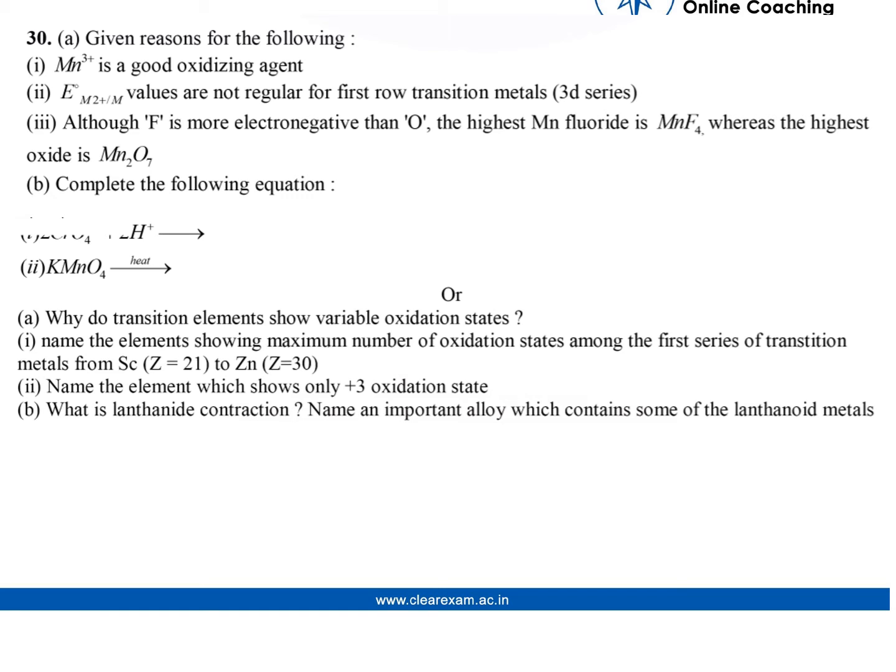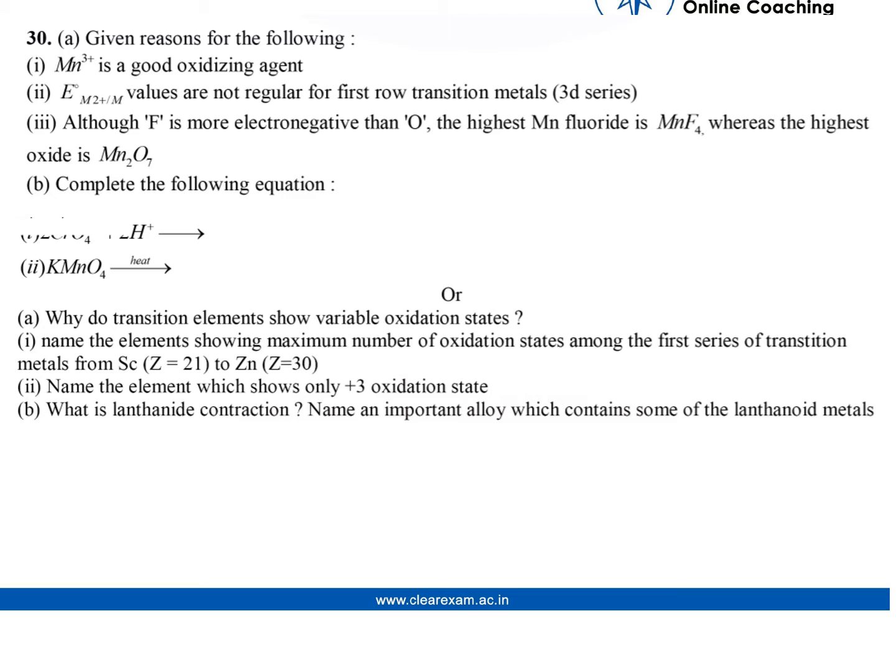30th question. A. Give reasons for the following. First, Mn3+ is a good oxidizing agent. Second part, E° of M2+/M values are not regular for first row transition metals, the 3d series.